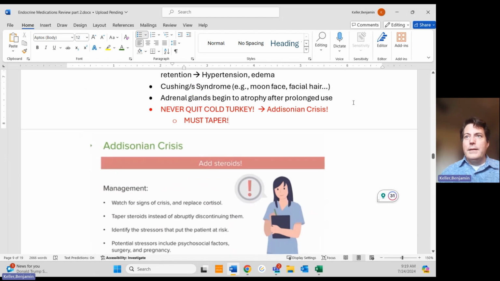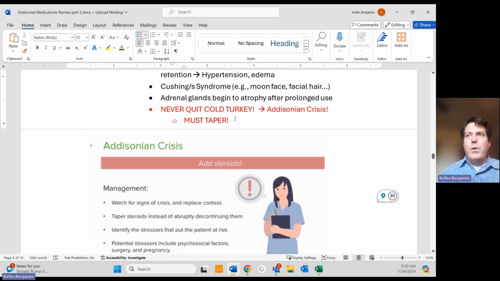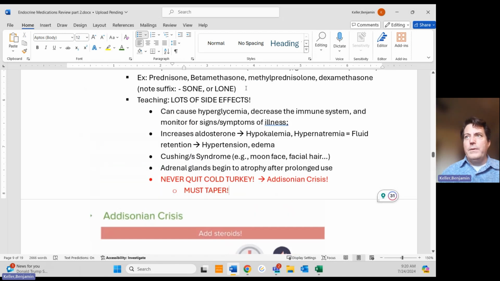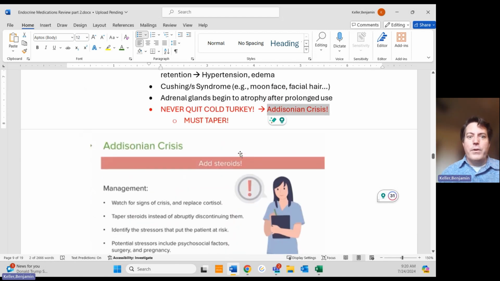Adrenal glands, one of the things you need to know is they begin to atrophy after prolonged use. And so this is the thing you need to remember: never quit. You always teach your patients this. You'll see questions about this all the time. Never quit a corticosteroid like prednisone cold turkey, because you can cause an Addisonian crisis. You've got to taper it off.